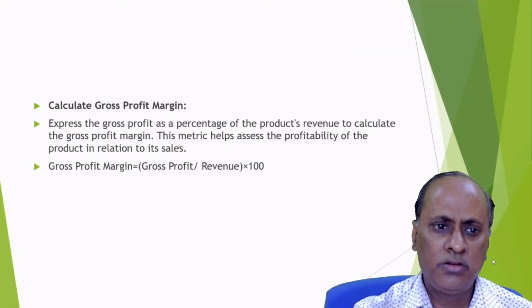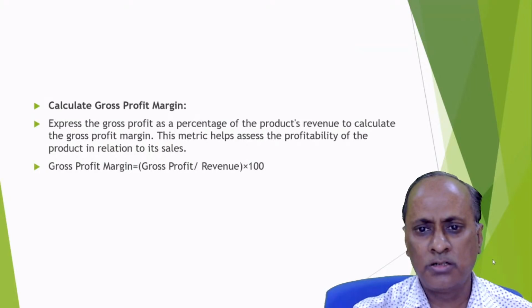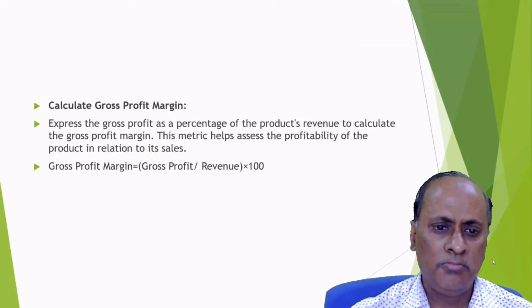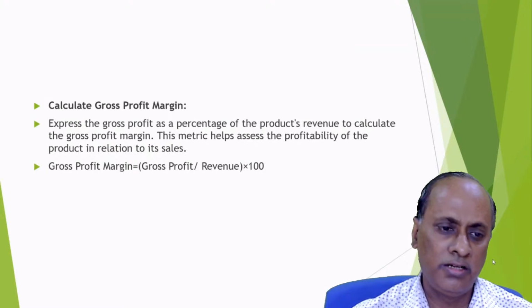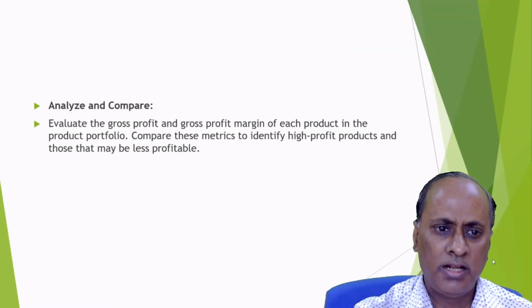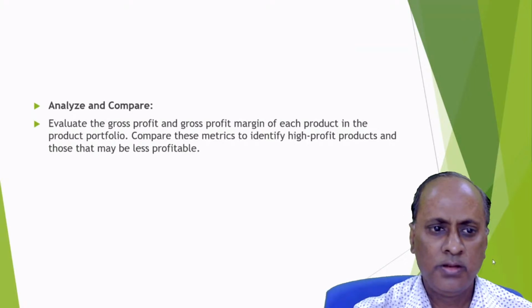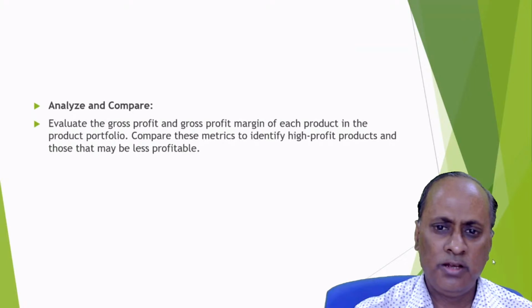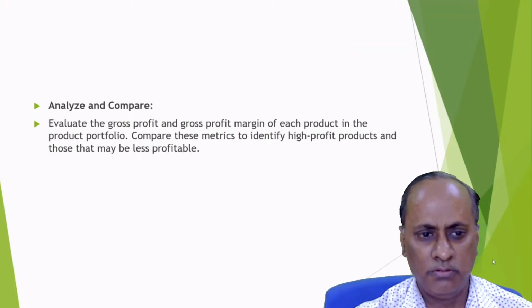Then calculate the gross profit margin, which is gross profit as a percentage of the product's revenue. To calculate the gross profit margin, gross profit divided by revenue multiplied by 100 gives you the gross profit margin. Analyze and evaluate the gross profit and gross profit margin of each product in the product portfolio. Compare these metrics to identify high-profit products and those that may be less profitable.